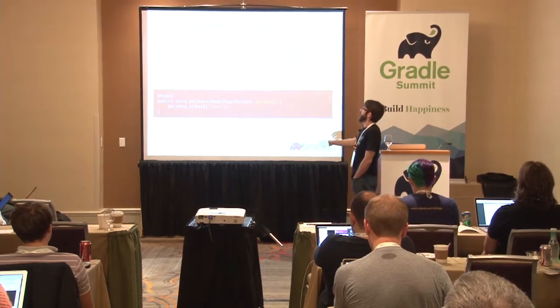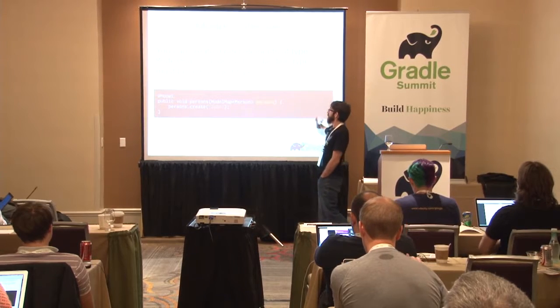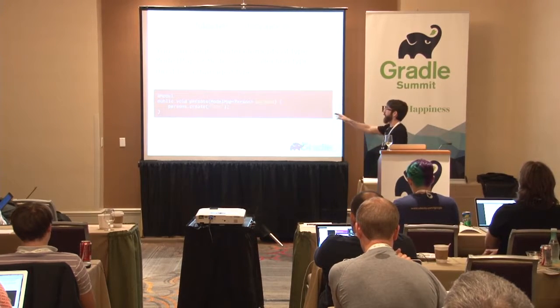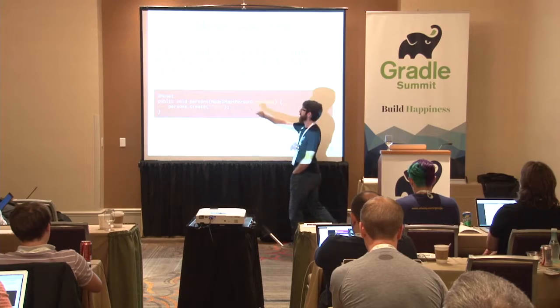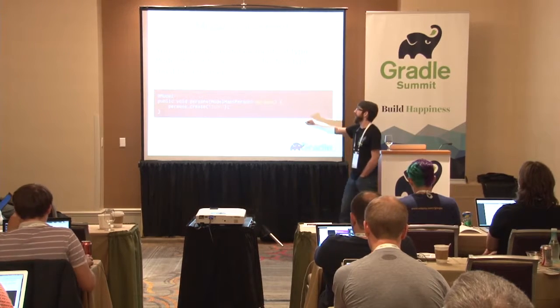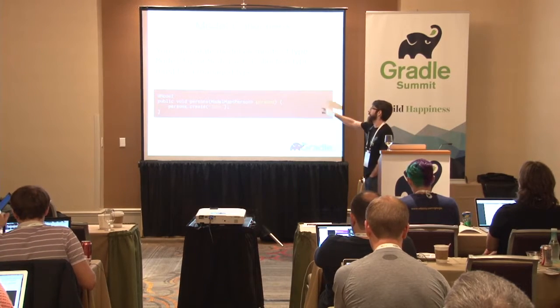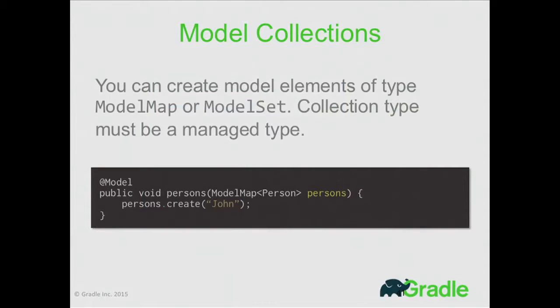So in this case, I'm defining a model element, right? The model element is called persons, right? It's a map, model map of persons. And I'm also going to go ahead and create a new one, some person with the name John, right? So now I have a root model element called persons, and there's one person element in there, and the name of that person is John.